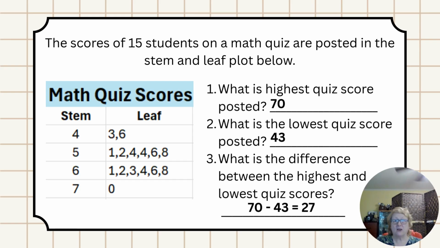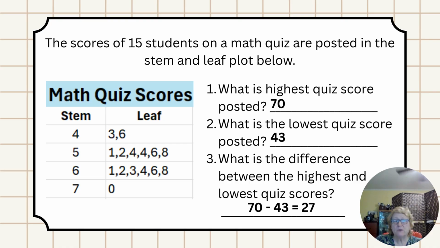Now you have to look at your leaves, because for stem 4, there are 2 leaves. You have a leaf of 3 and a leaf of 6. Which one of those digits has lesser value? Well, it's the 3. A 3 is always less than 6. So what is going to be your lowest quiz score? It is going to be 43. All right, question number 3.